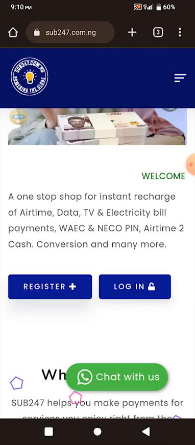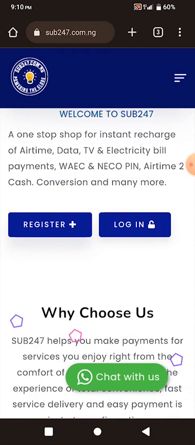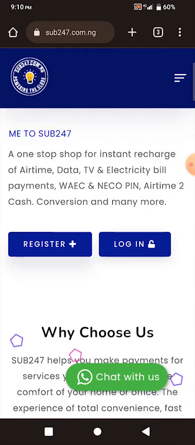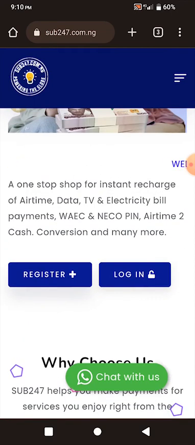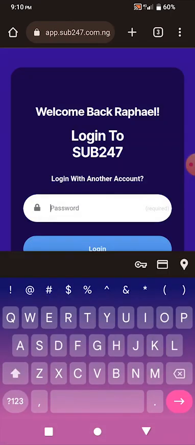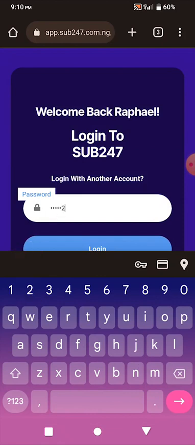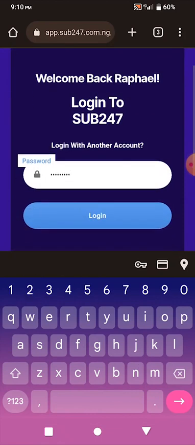So for me, I have an account. That is why I want to show you how to make money on this portal. So I'll click login here, to log into my own account. Okay, so I'll enter my password right here. I'll click login.